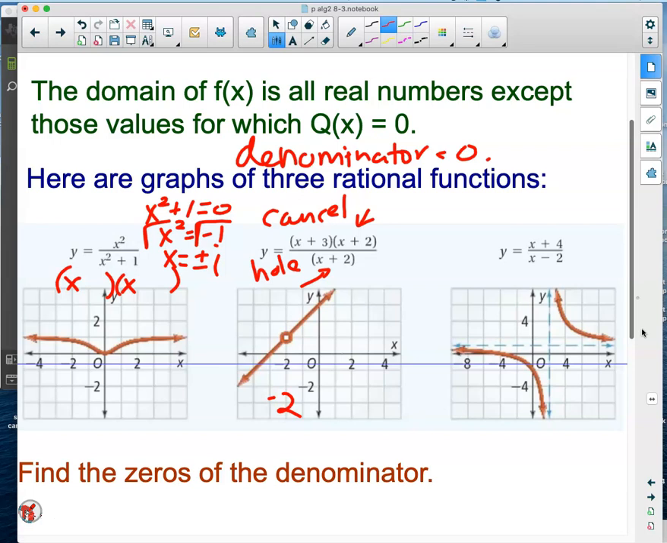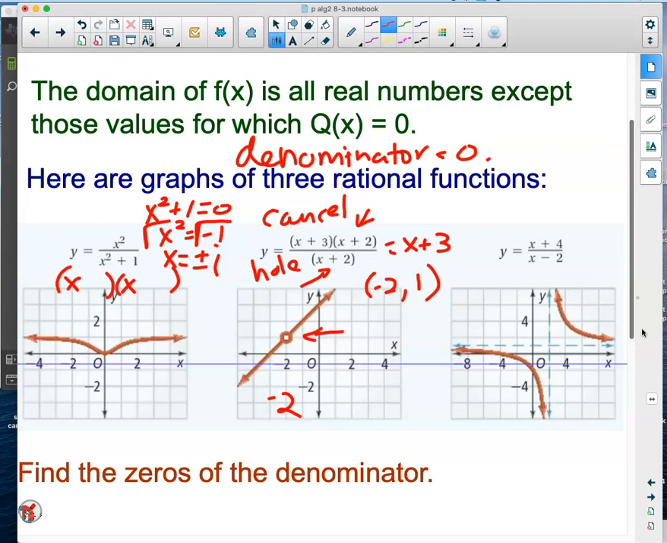Now, if we want to figure out where that hole is, we actually do the canceling. So we would cancel out the x plus 2's and get x plus 3. Now, we know the hole is supposed to be at negative 2, something. That something comes from putting negative 2 into x plus 3. Negative 2 plus 3 is 1. And there it is, right there. So if it cancels, it's a hole.